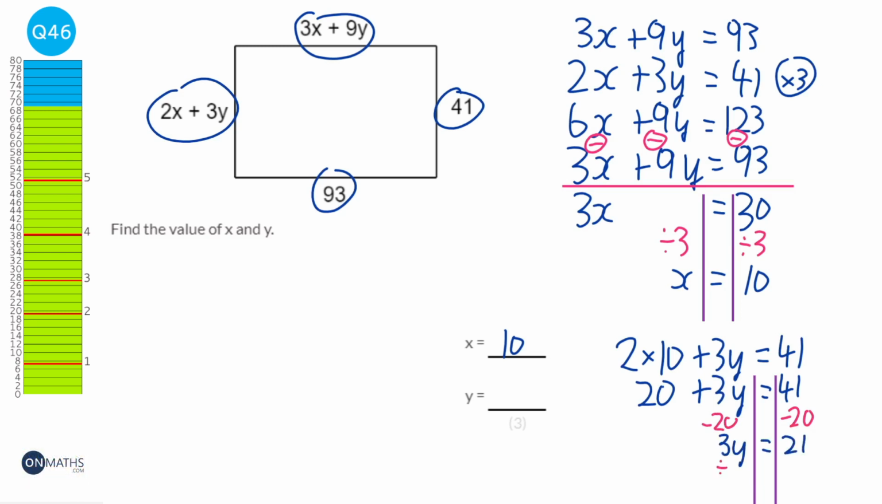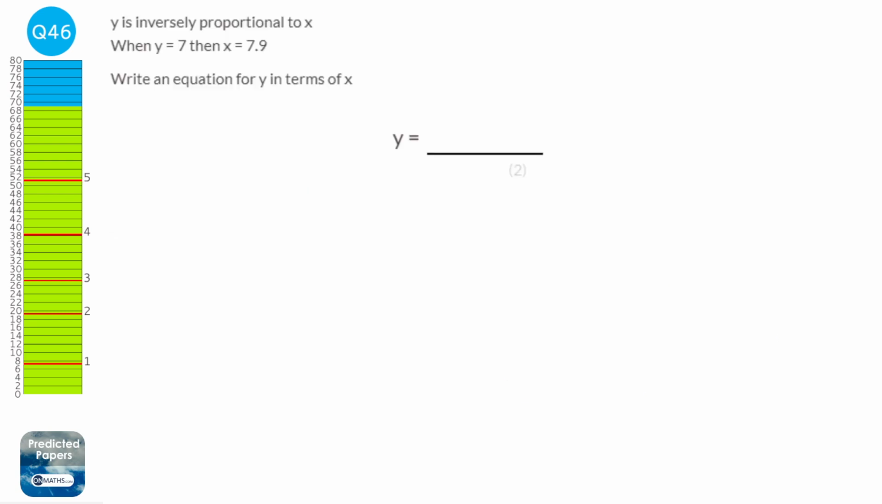And then we're going to divide by 3 both sides, if I don't run out of room. So y equals 7. So we've got x equals 10, y equals 7. Now I could check that with the first equation as well. So 3 times 10 is 30, 9 times 7 is 63, 30 plus 63 is 93. So we know we've got it right.